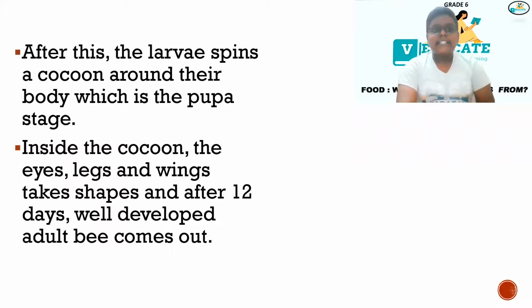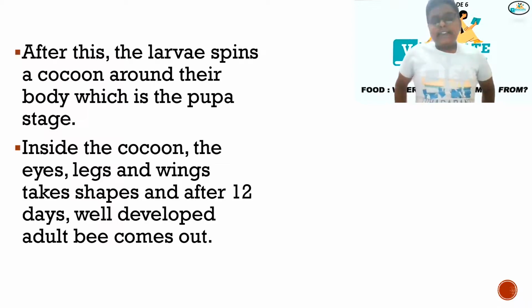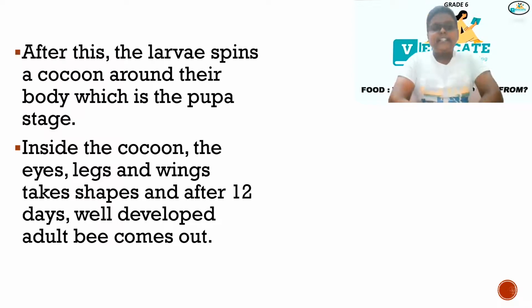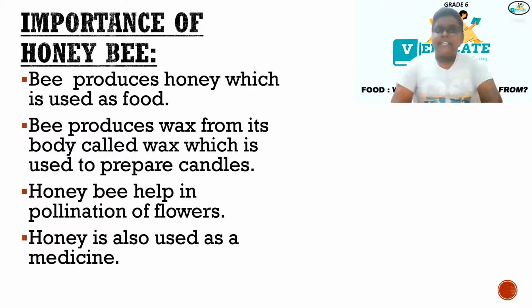After this, the larva spins a cocoon around its body, which is the pupa stage. So the larva spins it by itself, without any help, a cocoon around its body. Inside the cocoon, the eyes, legs, and wings take shape, and after 12 days, a well-developed adult bee comes out.